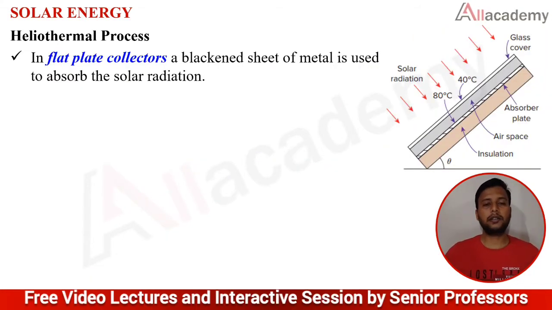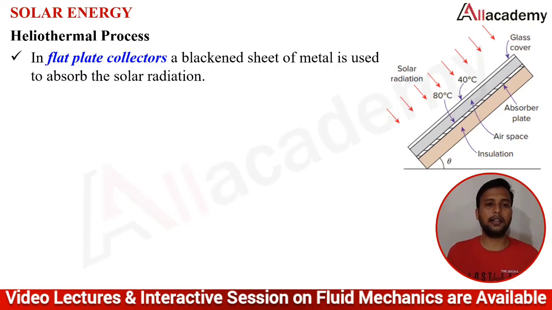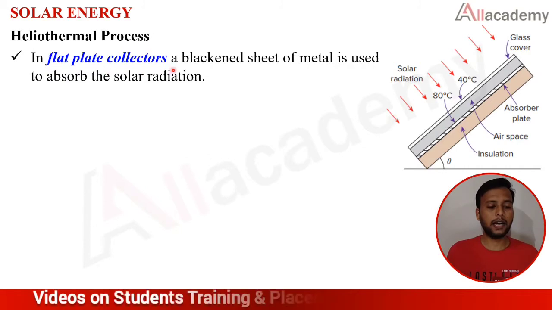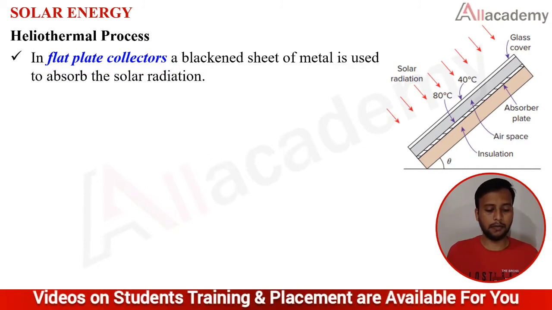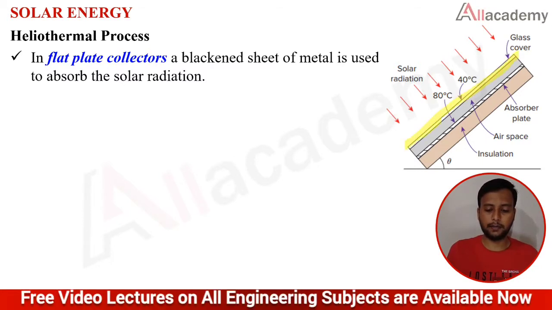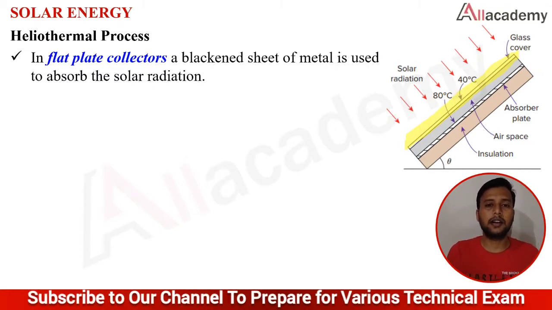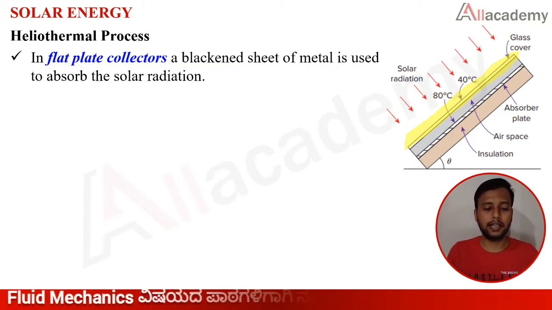Among these collectors there are two types, as I already said. One is a flat plate and another one is a concentrating collector. Let us discuss these two types in detail. The first type is the flat plate collector. As the name indicates, the surface on which the sunlight falls is completely flat, as I am highlighting here. It is a plain flat surface on which the sunlight will fall.